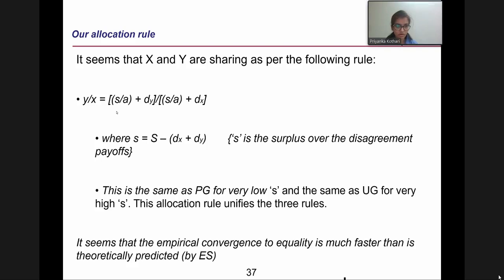The basic idea behind this allocation rule is that the role of the disagreement payoffs becomes lower and lower as the pie size increases. So for a higher pie size, the role of the disagreement payoff is almost not there, and that is the basic idea behind this result.